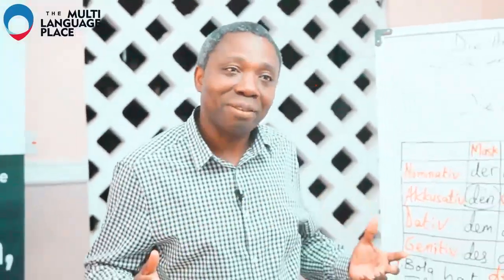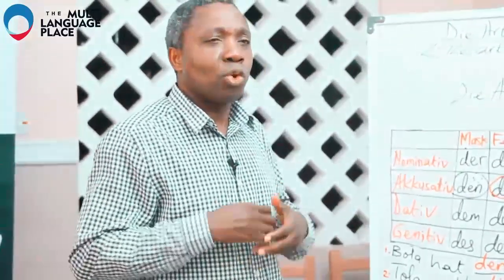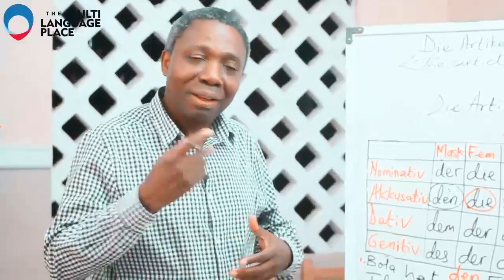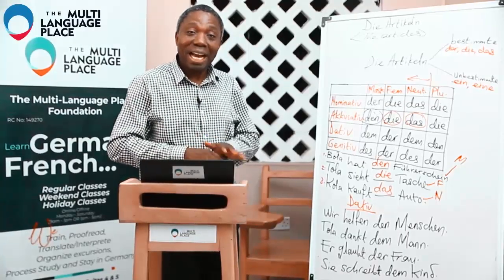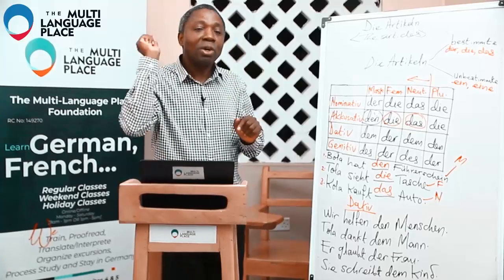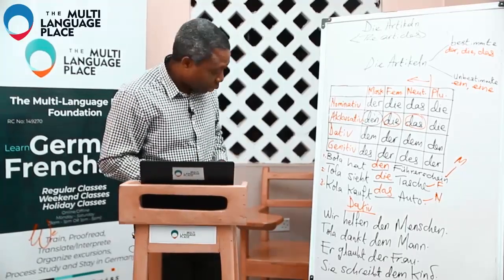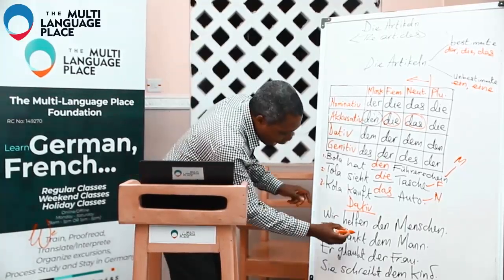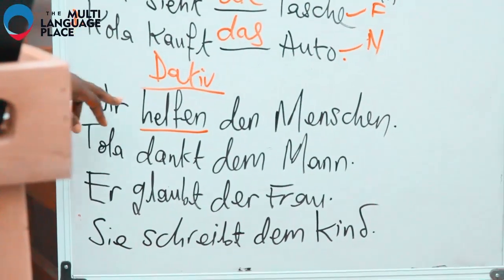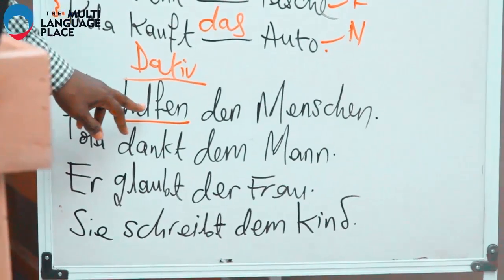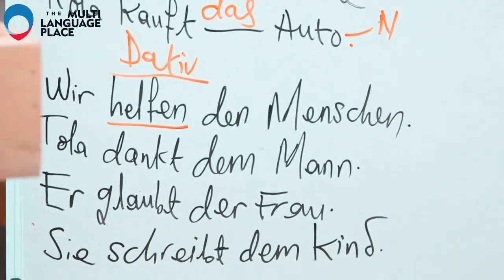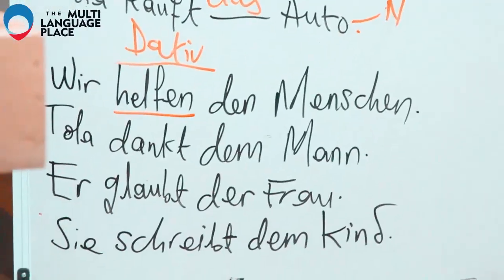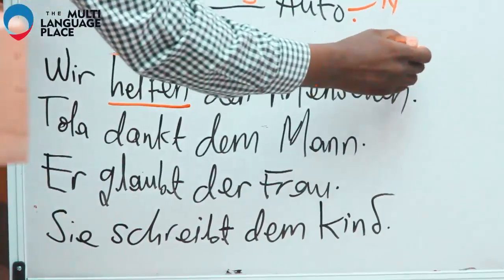I'm going to give you 4 of them today, so that once you have 4 now, maybe tomorrow, another 4. And another day, another 4. Before you know it, you have more than 40. And you know all of them. Immediately you see them, you know, dative case. So let's start. I have the first one, helfen. And then we have: wir helfen den Menschen. Of course, we are helping the people. This one is in the plural.